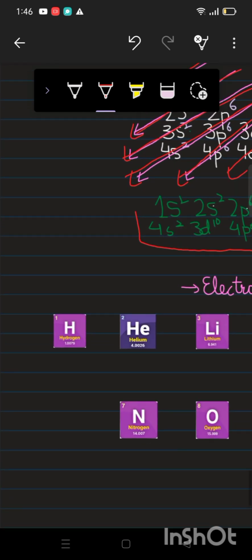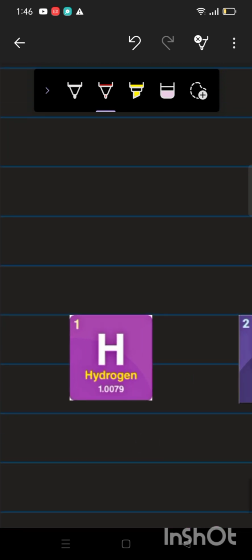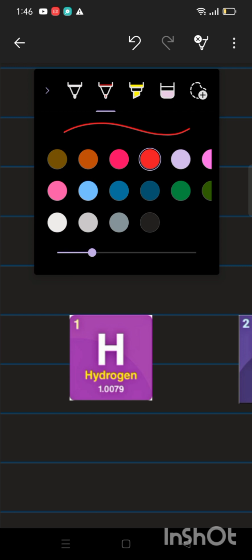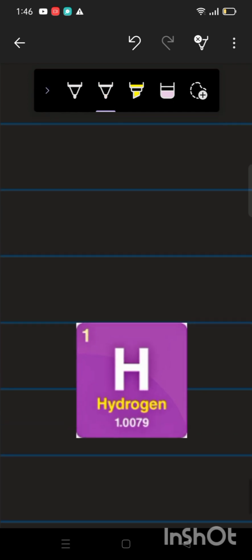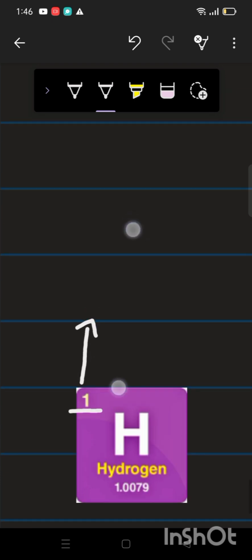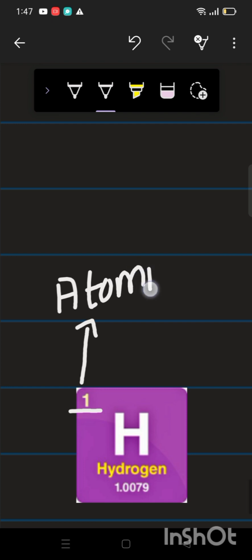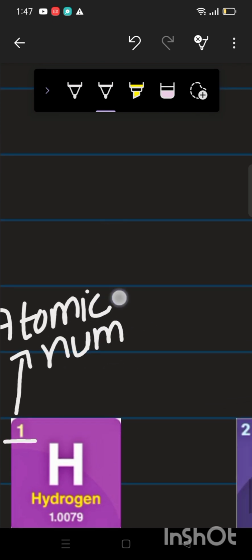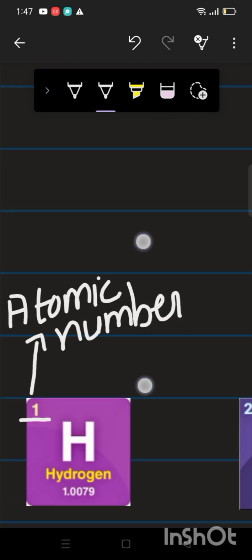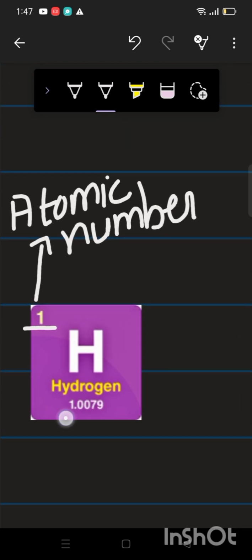Alright, so we know that the number written on the upper side represents what? It is the atomic number. And on the downside is written the average atomic mass. Not atomic mass, however, average atomic mass.